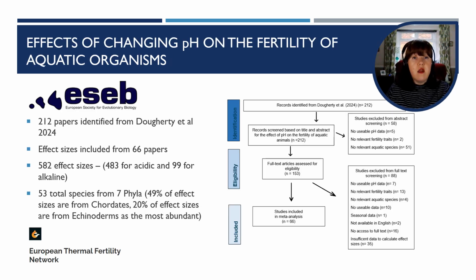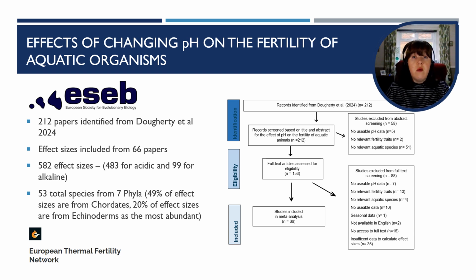Our meta-analysis identified 212 papers on the effect of pH on fertility, using a large database of studies compiled by over 40 researchers from the European Thermal Fertility Network. These researchers identified and screened the titles of approximately 25,000 studies before fully screening and compiling a database which contains 2,333 studies. They have the data on the effect of temperature, humidity, pH, and salinity on terrestrial and aquatic organism fertility.